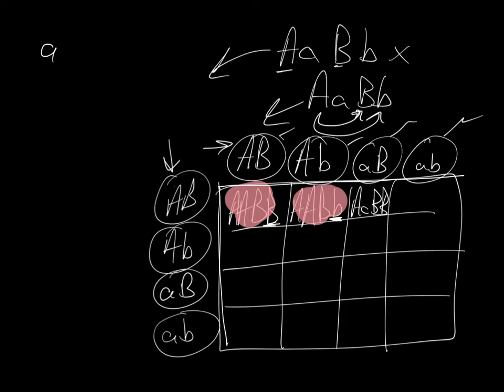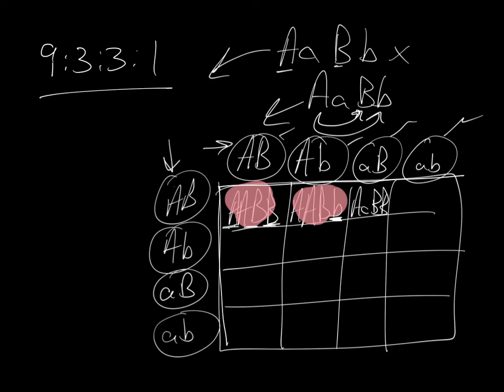4 by 4, right? So the ratio is going to be 9 to 3 to 3 to 1. That's always the ratio for a dihybrid cross with heterozygous parents. There's no other way around it. You're going to have 9 of the dominants. The dominant ones are going to be the ones you have the most of, right?